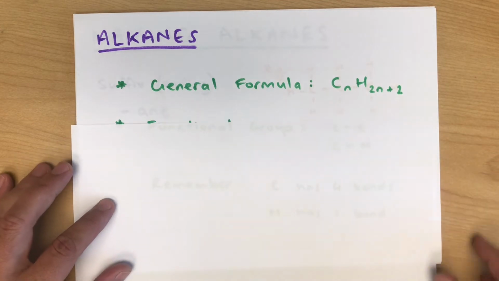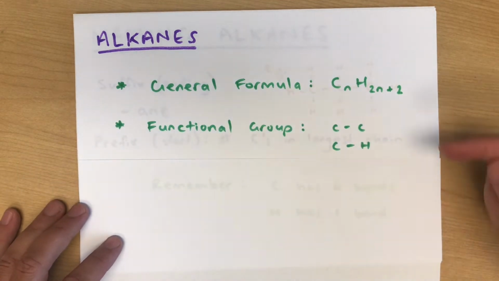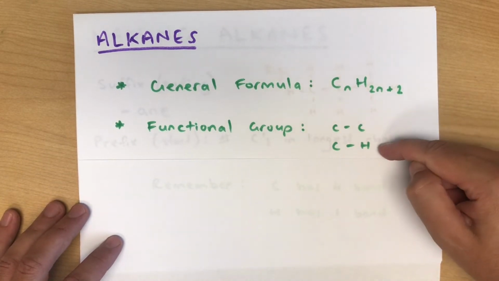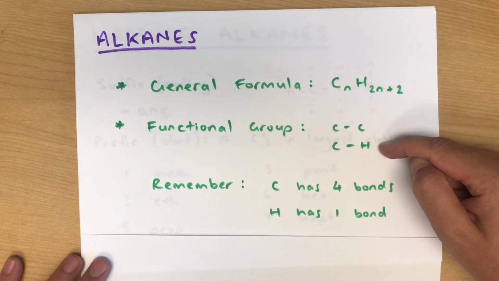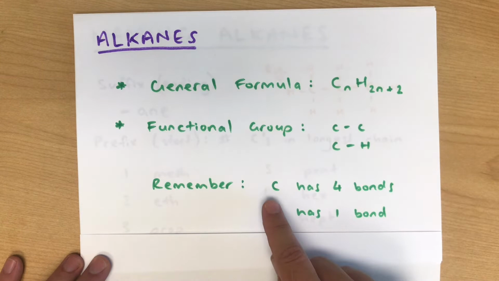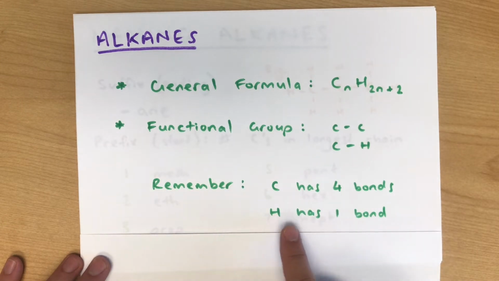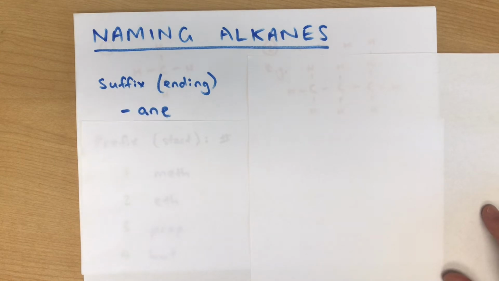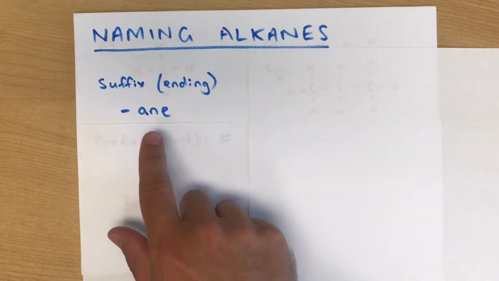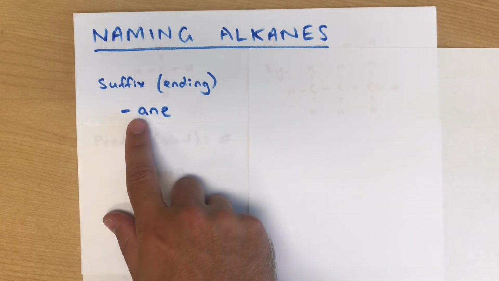The functional group, as we said before, in alkanes, is only carbon to carbon and carbon to hydrogen bonds. That's all we're going to see. And we need to remember, as per the HONC rule, that carbon forms 4 bonds and hydrogen only forms 1 bond. All alkanes have the ending ane in their name. So every single alkane will have the end of its name ending in ane.